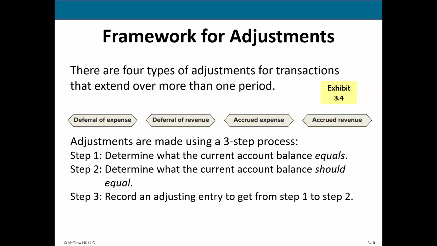My favorite example is, of course, insurance. I'm going to go through a couple of different examples with you. There are 4 reasons why I make adjusting entries. One is to defer expenses, the other is to defer revenue. The next is accrued expenses and then accrued revenue. I'm going to go through examples for each of these.